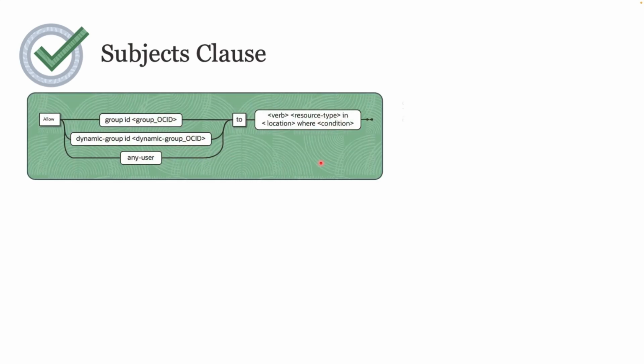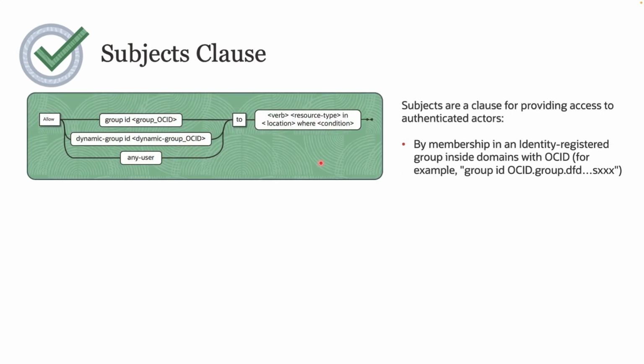You are not limited to go with the names only. You can use OCID as it is a unique identifier, where you have to just replace the group name and dynamic group name with the OCID. You can also use a subject clause with something like any-user, which means anybody who is a part of that tenancy can actually do something. And again, there are use cases where you want to use a subject like that.